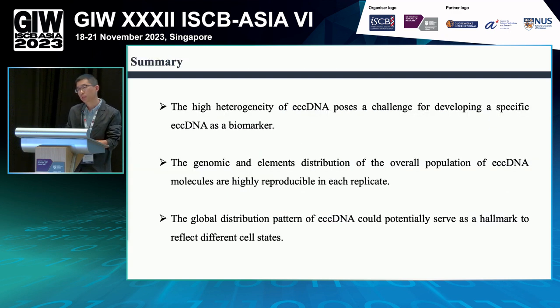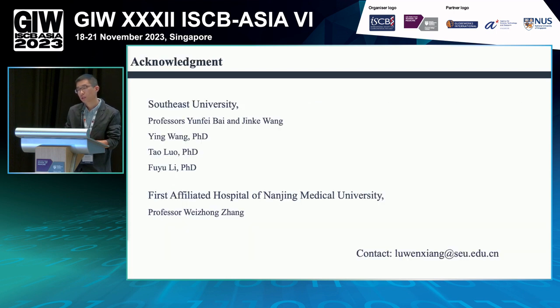So in summary, the high heterogeneity of eccDNA poses a challenge for developing a specific eccDNA as a biomarker. However, in our study, we found the genomic and element distribution of the overall population of eccDNA are highly reproducible in each replicate. So the global distribution pattern of eccDNA could potentially serve as a hallmark to reflect different cell states. That's all. Thank you for your attention.